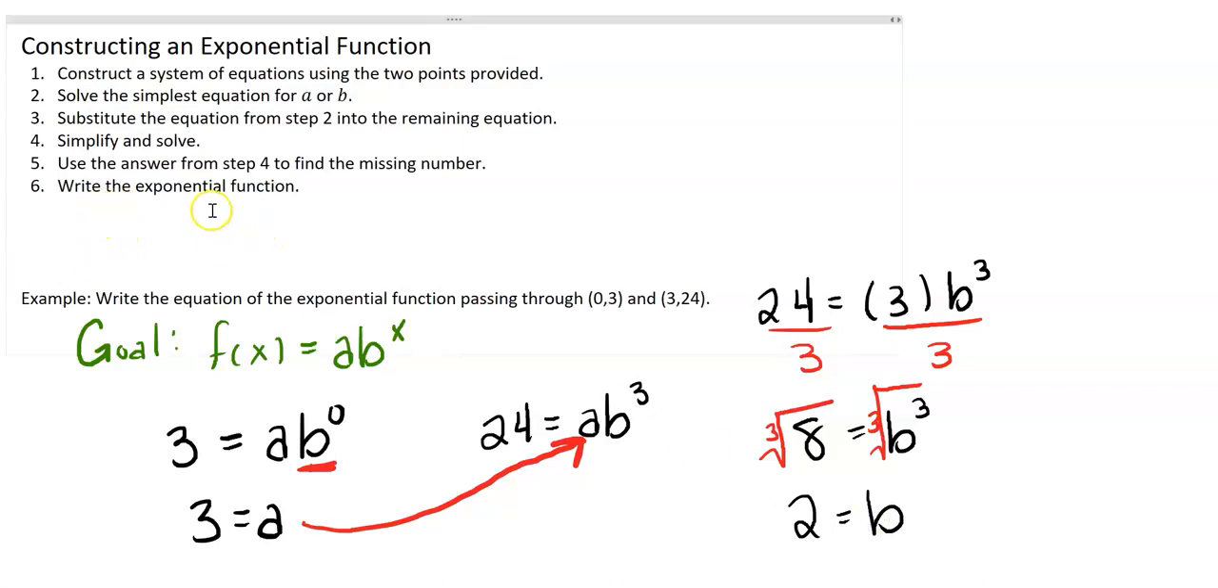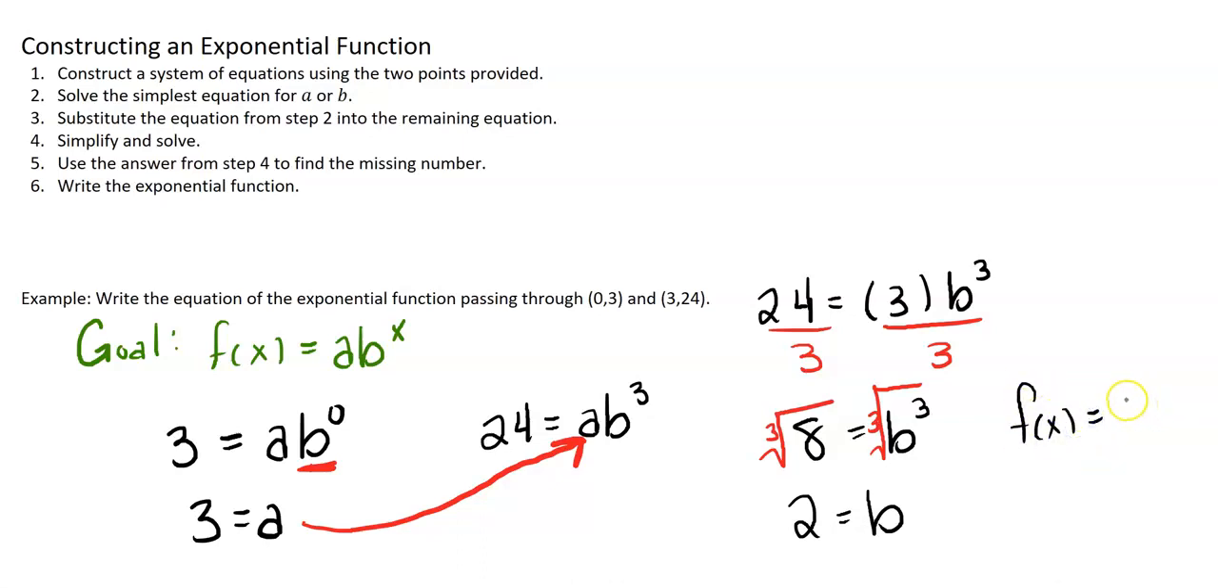Now, since we have a and b, we can do step 6. Now, in this case, we got to skip over step 5. The next one will not be so lucky. So let's go through this and see what we get. Our final answer would be f of x equals 3 times 2 to the x power. That's going to be the function we should get to be able to get both of these points. And now I can get any point on that curve.